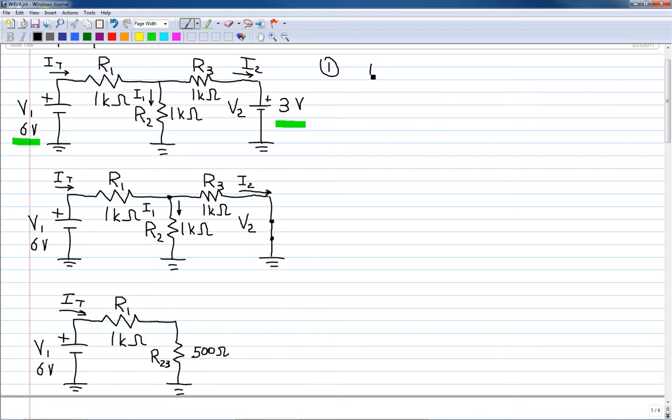So we have R23 is equal to R2 times R3 divided by R2 plus R3.